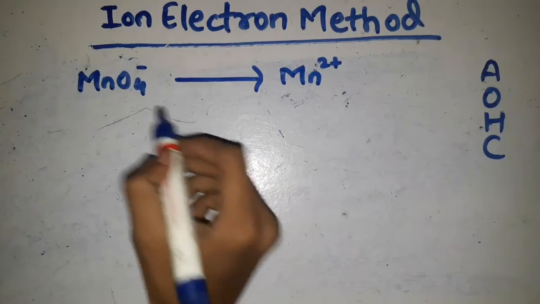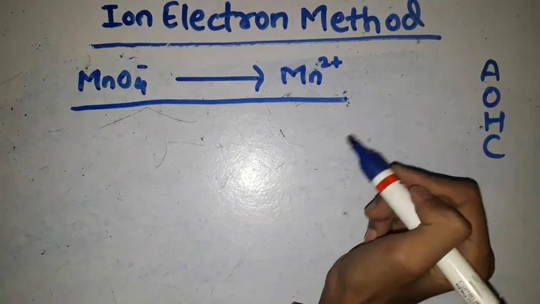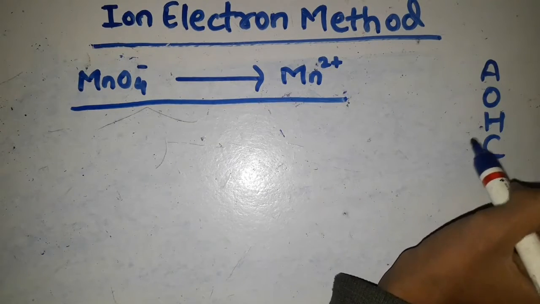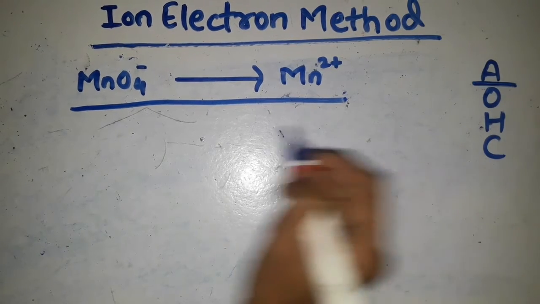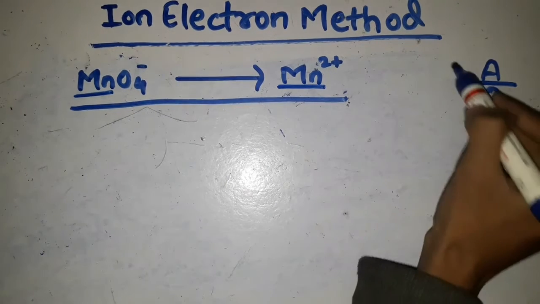Now here is our second half reaction, that is MnO4 minus, which gives Mn2 plus. According to AOHC, we should see firstly the atoms. Here Mn is 1 and here Mn is also 1, so it gets balanced.